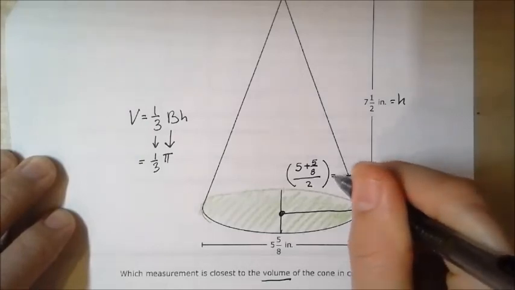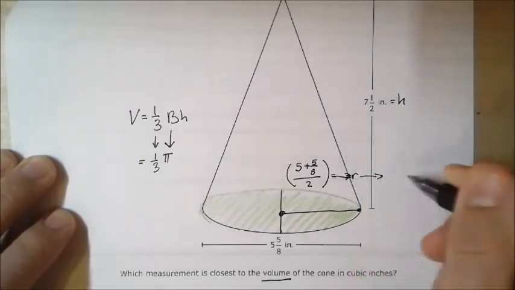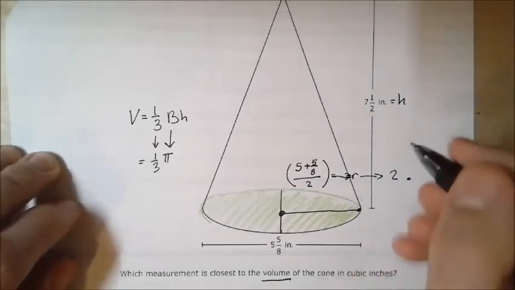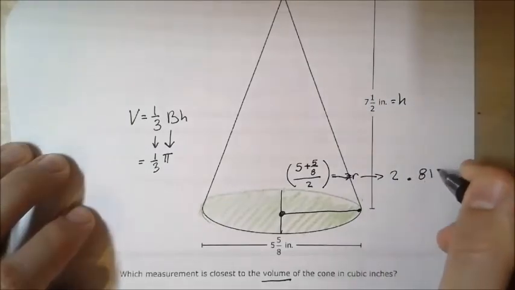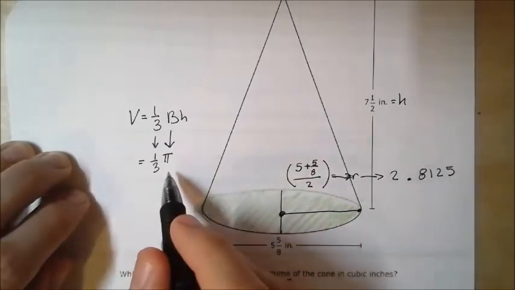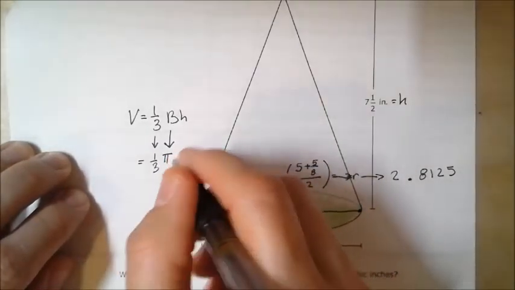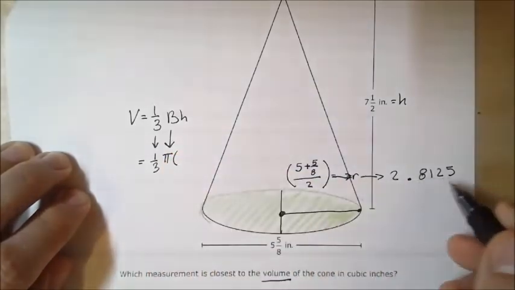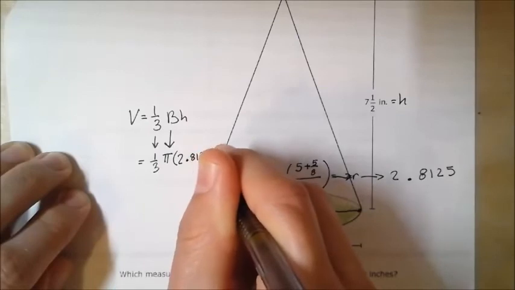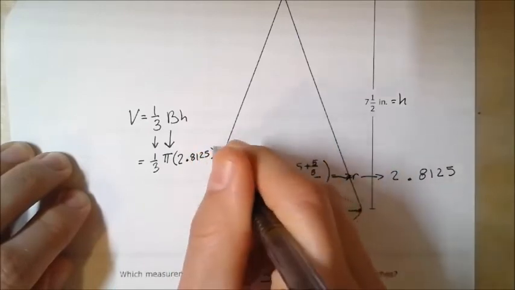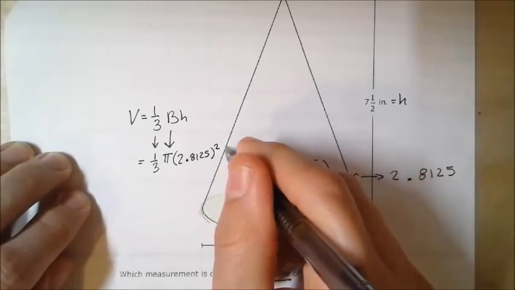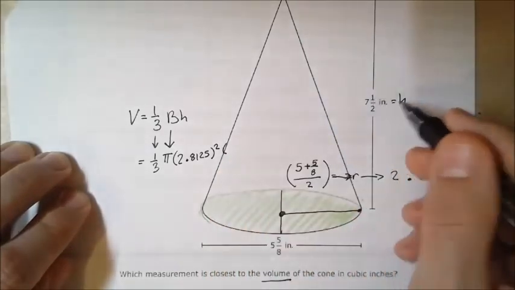So we got the radius. I'm going to put an arrow right here. The radius is equal to 2.8125. So now I'm going to plug that in over here in my formula. So I have 1/3 times pi times the radius, which is 2.8125, and then it's going to be squared. And then we're going to go ahead and multiply that by the height, which is 7.5.